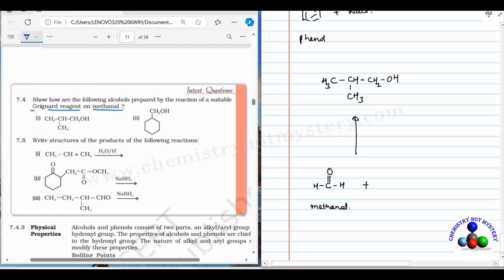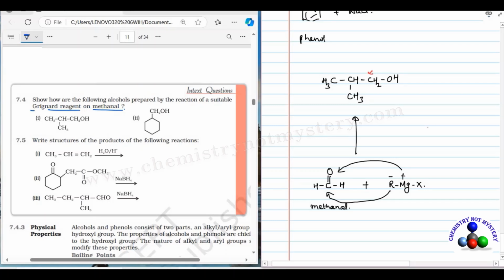When it reacts with a Grignard reagent, RMgX, as we have learned before, Mg carries a positive charge and R carries a negative charge. So that's why R will get attached to the carbon and Mg will get attached to the oxygen, which on hydrolysis gives alcohol. So here we have R. Now you have to identify the R which can produce this alcohol.